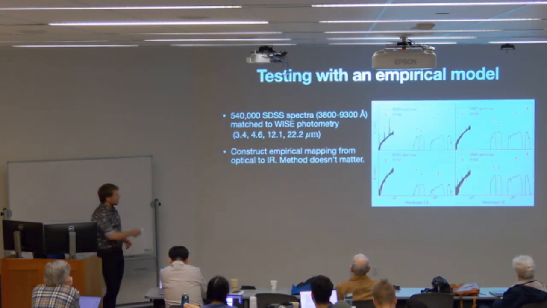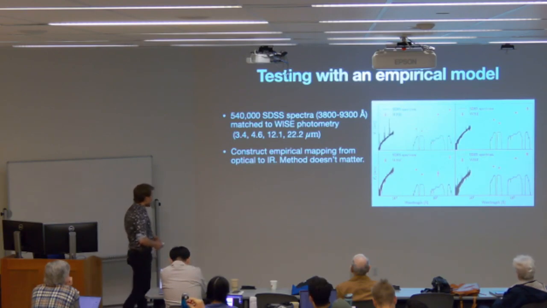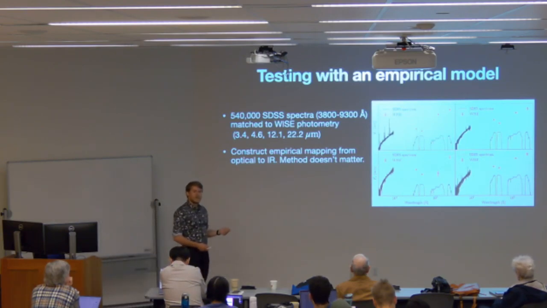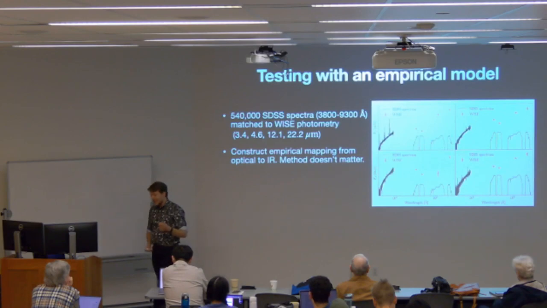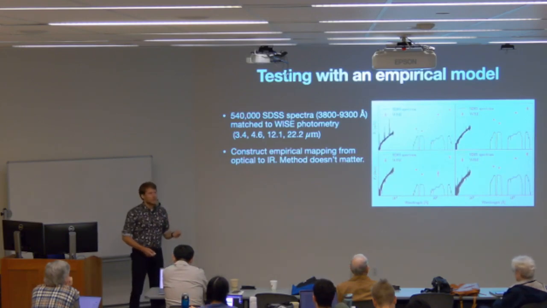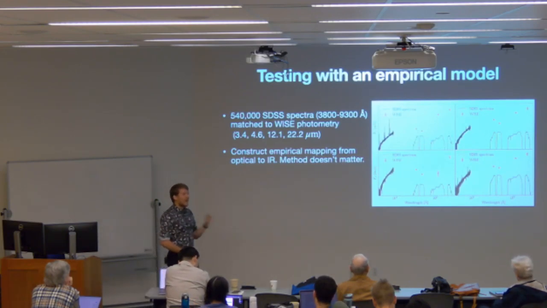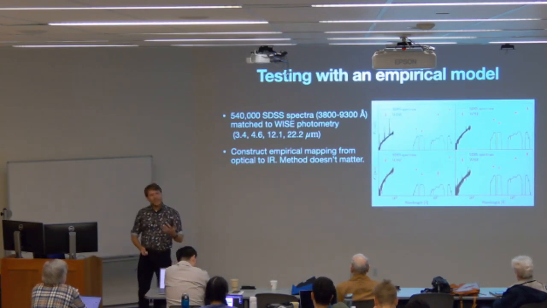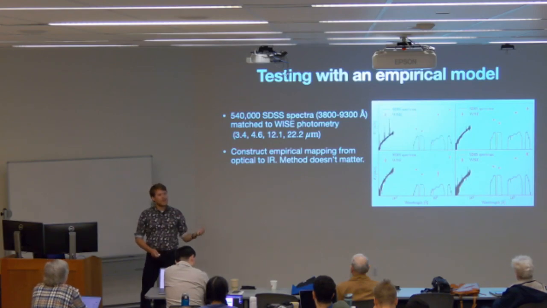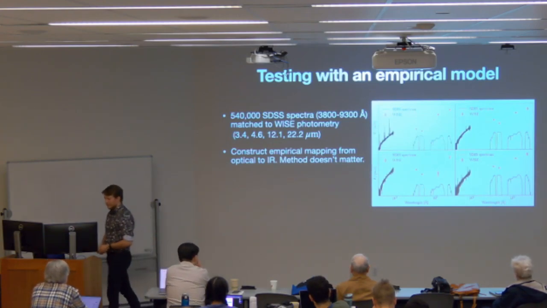And then we're going to construct this empirical mapping between the two. And the method doesn't really matter. I know I got placed into the machine learning section, and I am going to use machine learning, but it doesn't really matter exactly how you do this. You can use a simple neural network, you can use a spline, you can use an n-dimensional linear fit. It really doesn't matter as long as you have some way of connecting the optical to the WISE photometry.